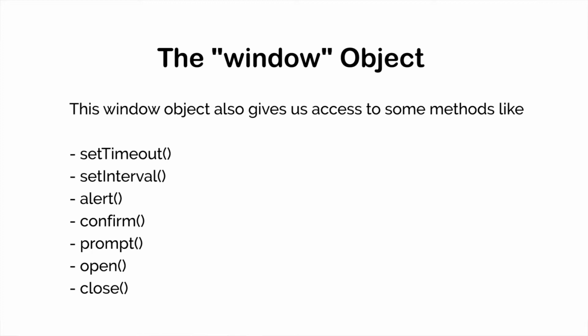So the setTimeout method performs some action after a specified time, like calling a function or evaluating an expression, etc. The setInterval method performs an action after an interval of the specified time. The alert method is used to display alert boxes. The confirm method is used to display the confirm dialog box. It has an OK and cancel button. The prompt method displays a dialog box to get input from the user. The open method opens an entered URL in a new tab. And the close method closes the current window.